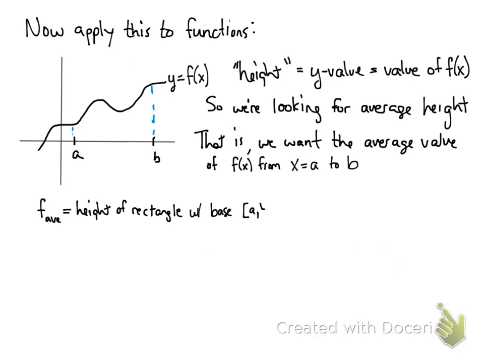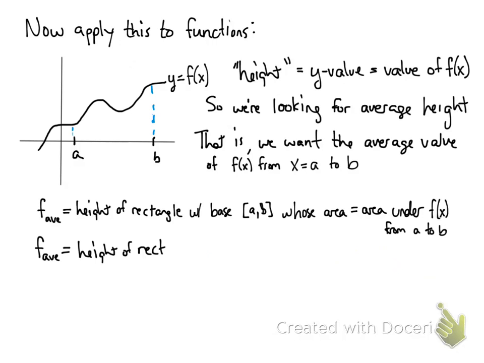And we'll write the average function value, f, with a little ave down below. So the average function value, from what we said before, is the height of the rectangle you would make with the same base, so base from a to b, that would have the area equal to the area under that function, so the area of the shape there. So it's the height of the rectangle whose base goes from a to b and whose area equals, well, we know what the area under the function from a to b is. That's just a definite integral. So I want the rectangle whose area equals that definite integral.